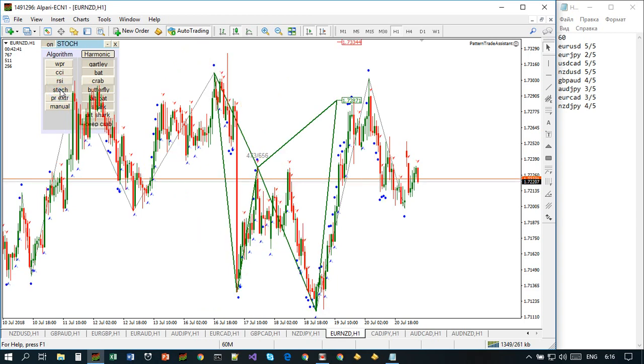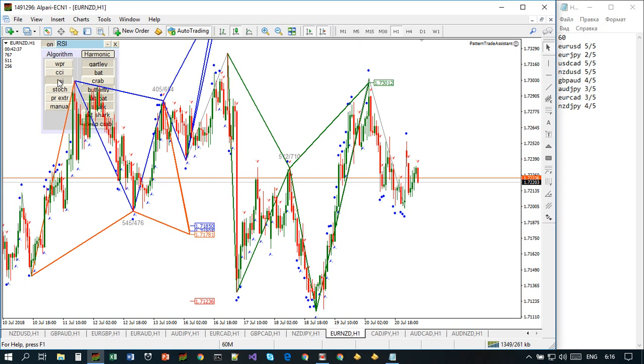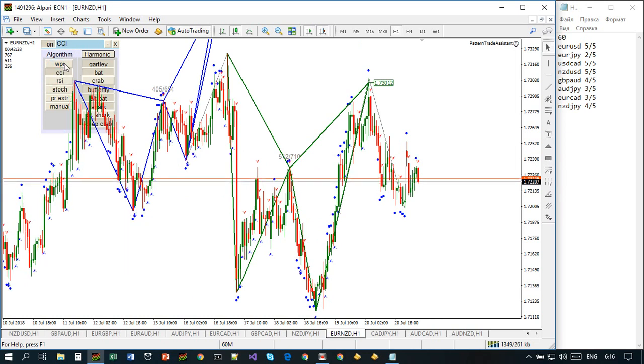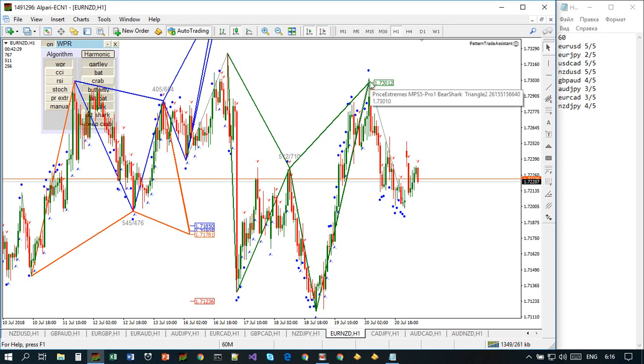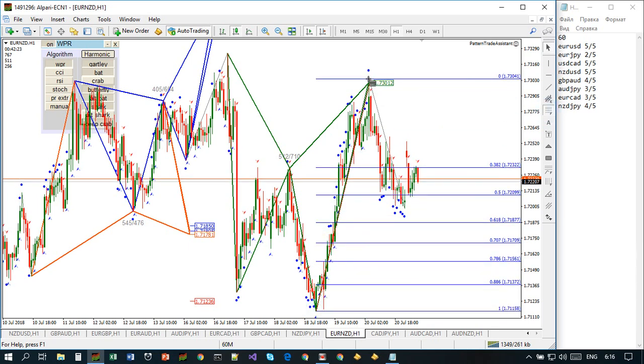Okay, shark pattern here based on this stochastic algorithm. Also shark pattern based on RSI, commodity channel, and WPR. New Zealand, Euro New Zealand. We already had this trade. Let me check what we have here. It is 50. Okay, 50% level.